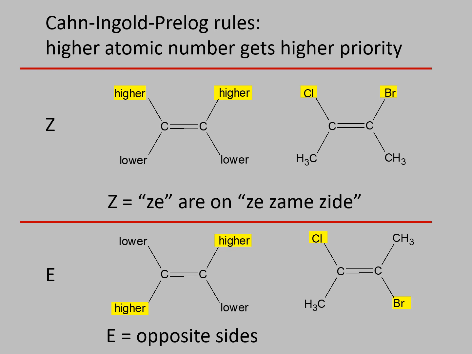We can remember that E is for opposite sides because E and opposite are both vowels. You'll practice this in your TRQs in preparation for lecture.